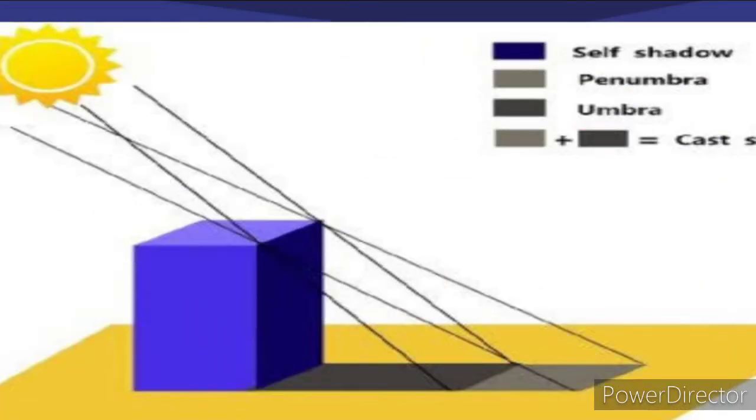Another form of light source is the sun. When the sun shines on any object, take for instance a block or a cube, you see the shadow on the ground. Wow! Self-shadow, penumbra, umbra equals what? Shadow.